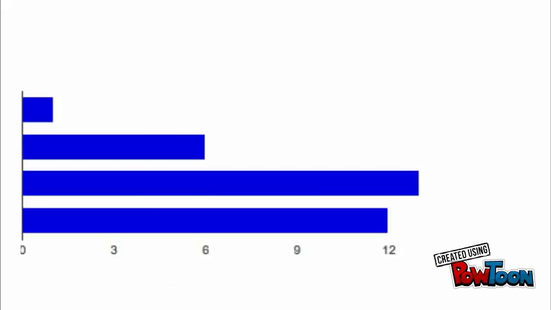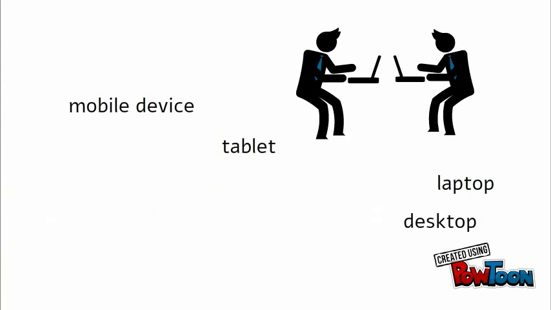The next question was, what devices do you think public schools should provide to students? Here are the results, which favor laptop and desktop.